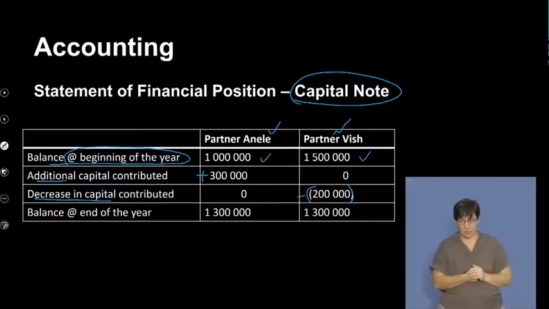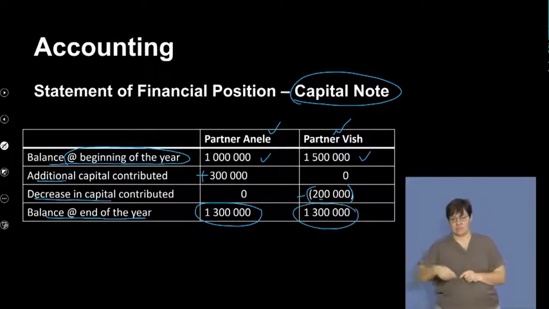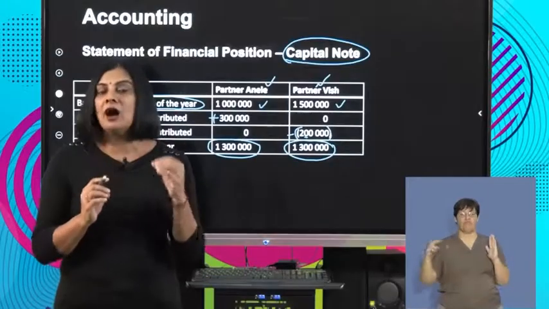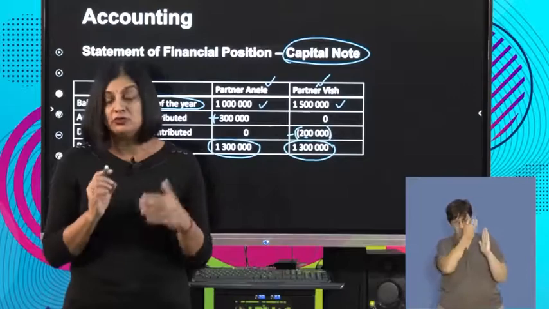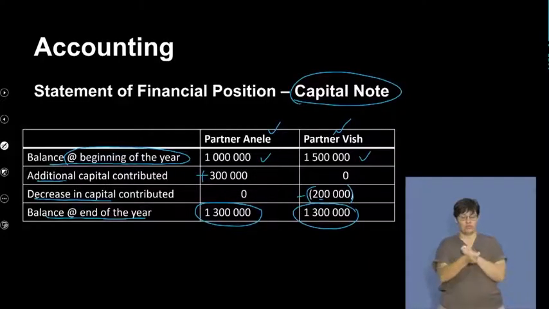And then finally, what are their balances at the end of the year? If you look at Anele, her capital increases to 1,300,000, while partner Vish's capital decreased by the 200,000 to 1,300,000. Okay, so clearly we can see that the changes are reflected in the capital note. Right, let's move on to the next change.